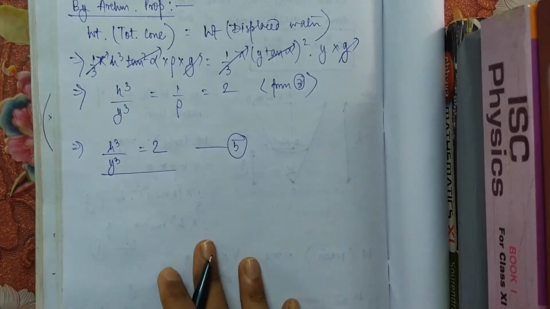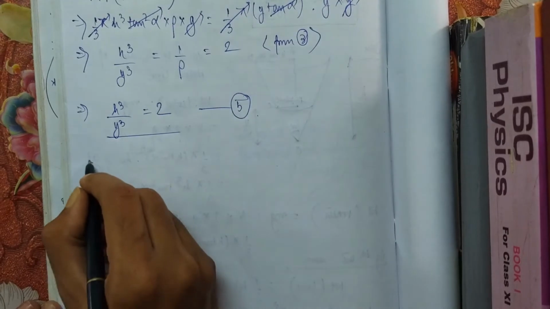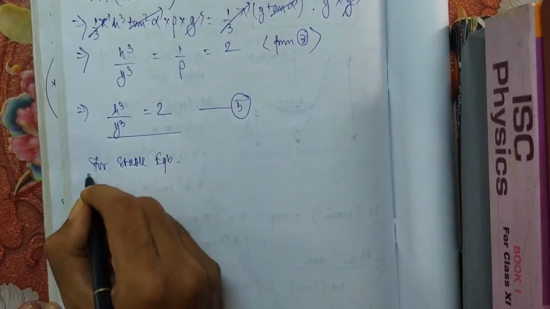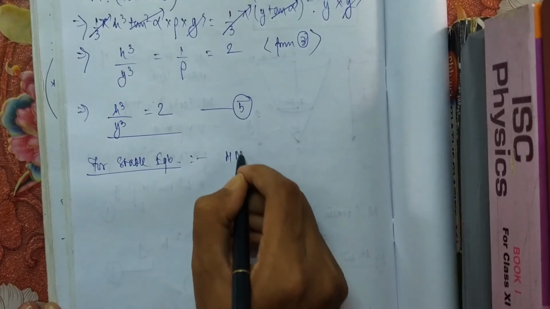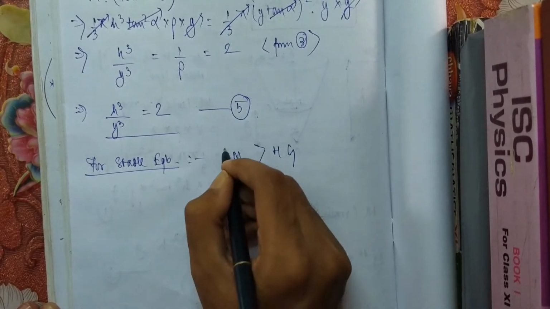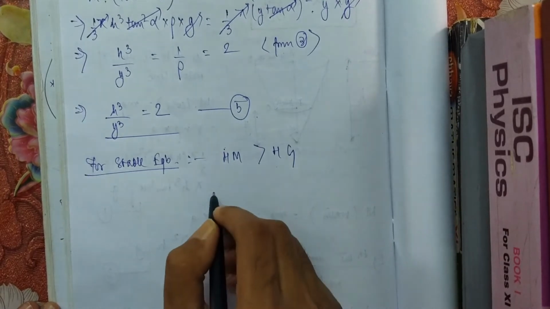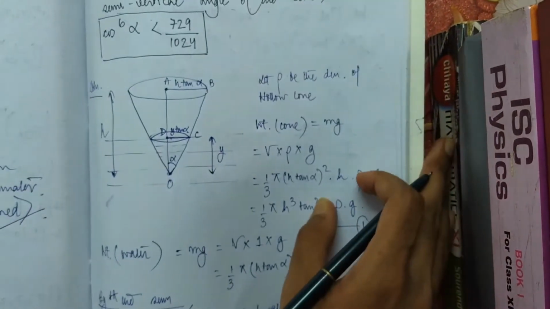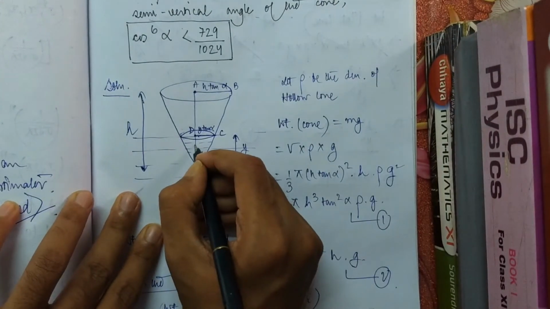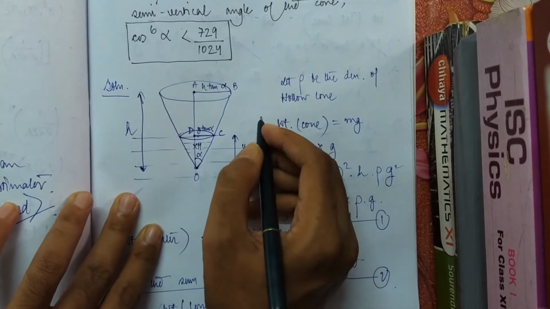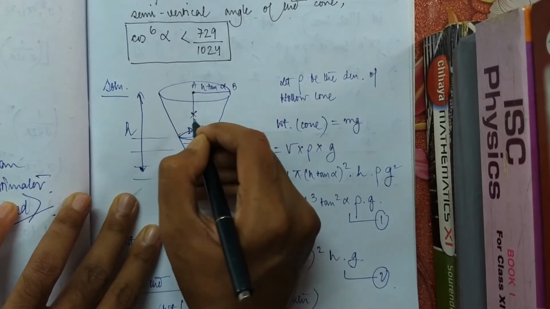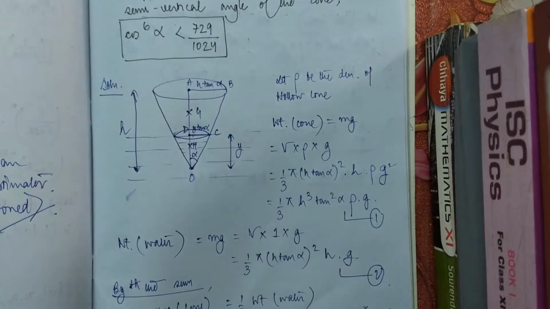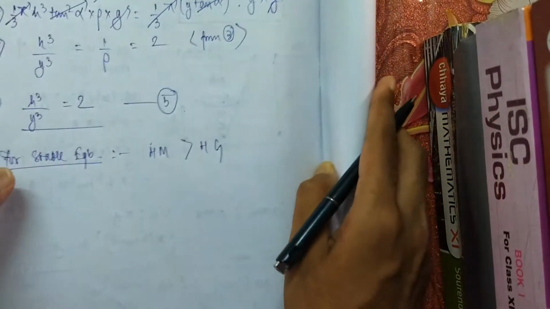Now, for stable equilibrium, this is the principle: BM should be greater than BG, where B represents the center of buoyancy, M represents the metacenter, and G is the center of gravity of the whole system. So B would be somewhere in here, since it is the center of buoyancy. Let us consider G to be somewhere here, the center of gravity of the whole system. Now BM is greater than BG.